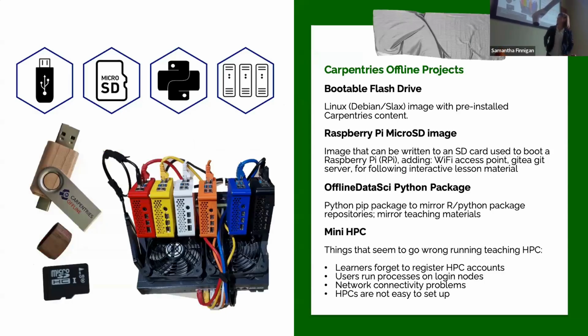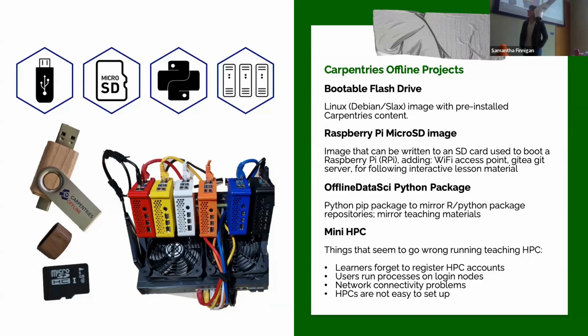There's a few different projects under this Carpentries Offline banner. There's the bootable flash drive, which is a Linux image with some pre-installed Carpentries content. There's the same sort of thing, but as a Raspberry Pi micro SD card image, so you can just pop it into a Raspberry Pi, boot that up, and get a Wi-Fi access point, a Git server, and then be able to follow the interactive lesson material on a local instance on a local server.